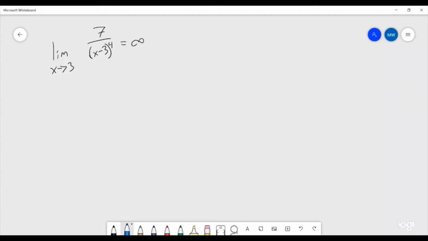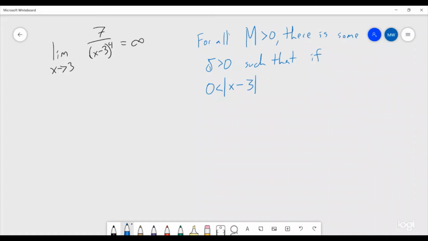Because we are trying to show that this limit is equal to infinity, we are going to show that for all M greater than 0, there is some delta greater than 0 such that if 0 is less than the absolute value of x minus a, in this case 3, is less than delta, then f of x, in this case 7 over (x minus 3) to the fourth, is greater than big M. That is what we are going to start with, and figure out what delta to choose.